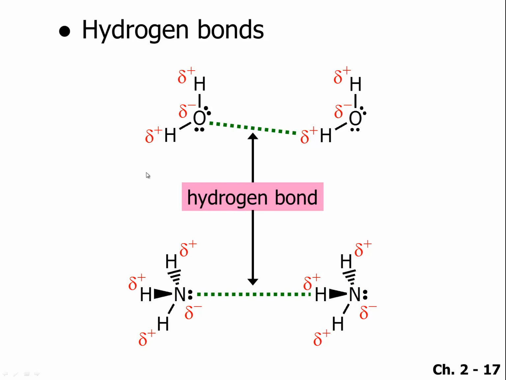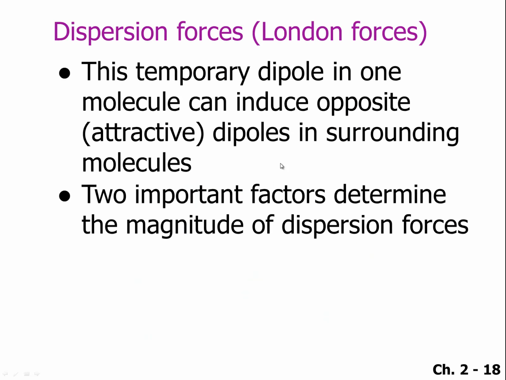So this is the strongest of our van der Waals, of our intermolecular forces between molecules that is not ionic. And of course, the weakest is going to be the dispersion forces, or our London forces. So as we look at our London forces, these are going to be temporary dipoles in one molecule that can induce the opposite dipoles in the surrounding molecules.